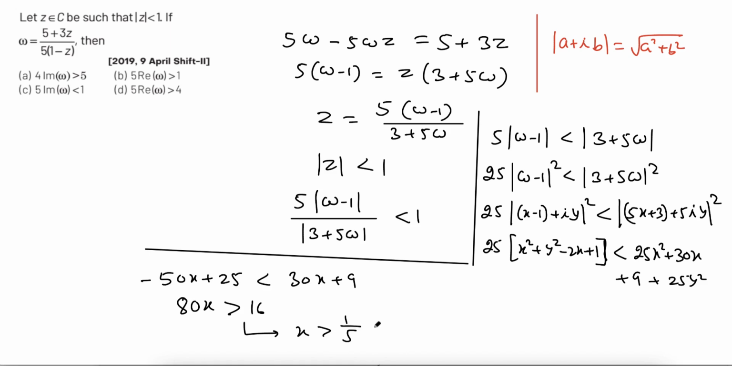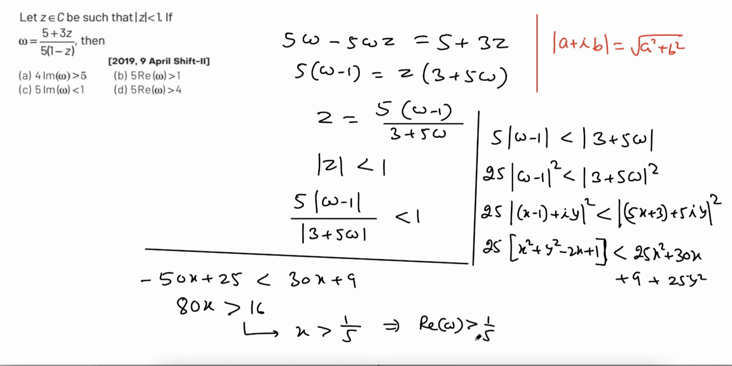You can see very clearly we don't get any information about the y, means y can be anything, but x information is there. X is what? Real part of omega, because omega is substituted here x plus iy. So it means real part of omega is greater than 1 by 5.